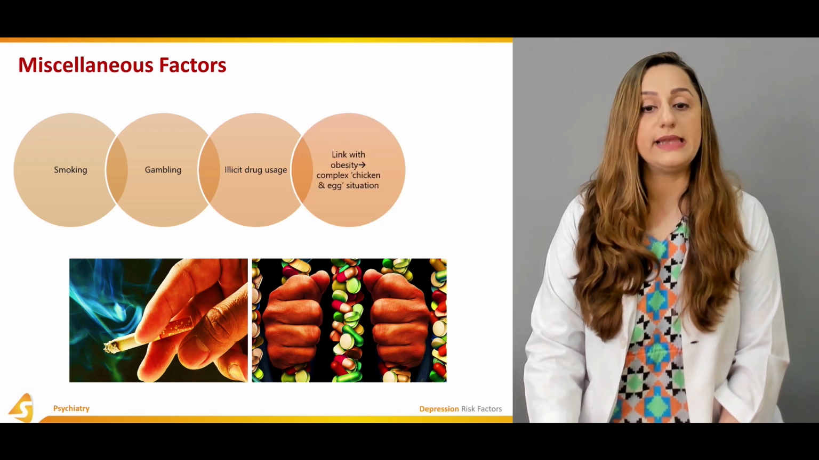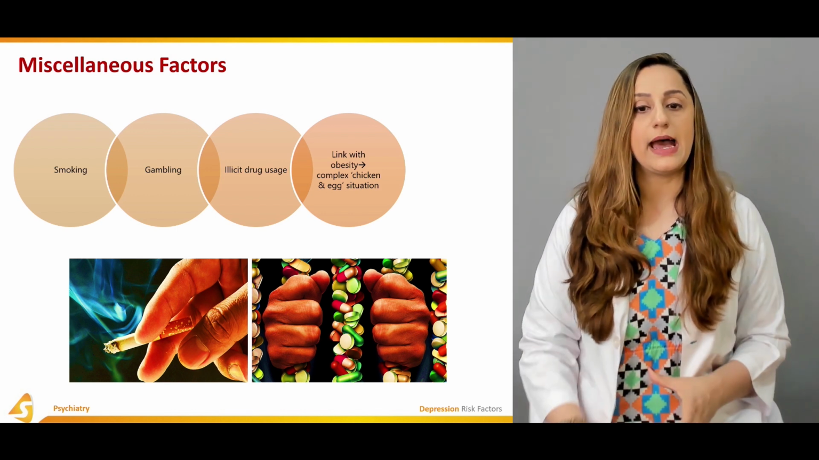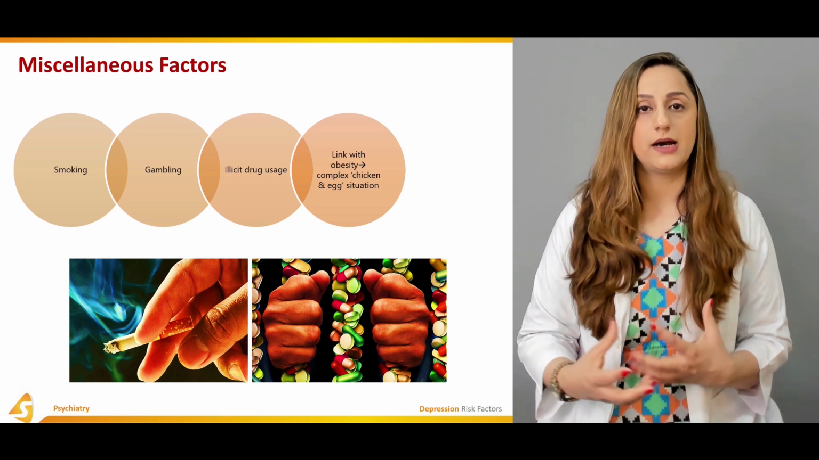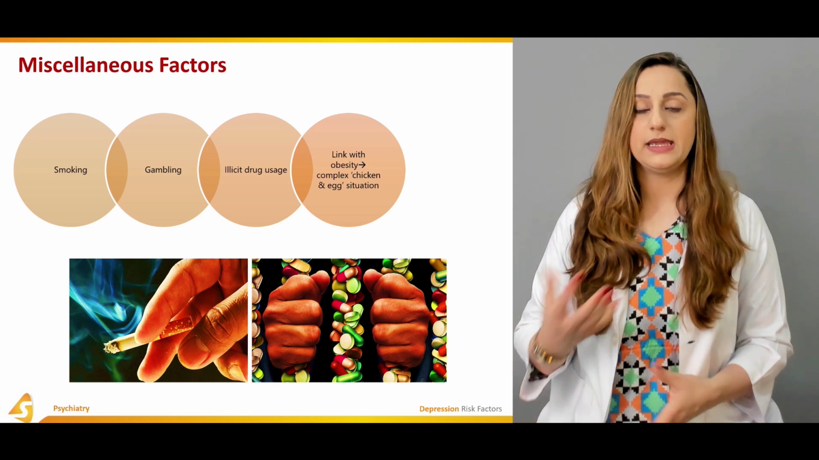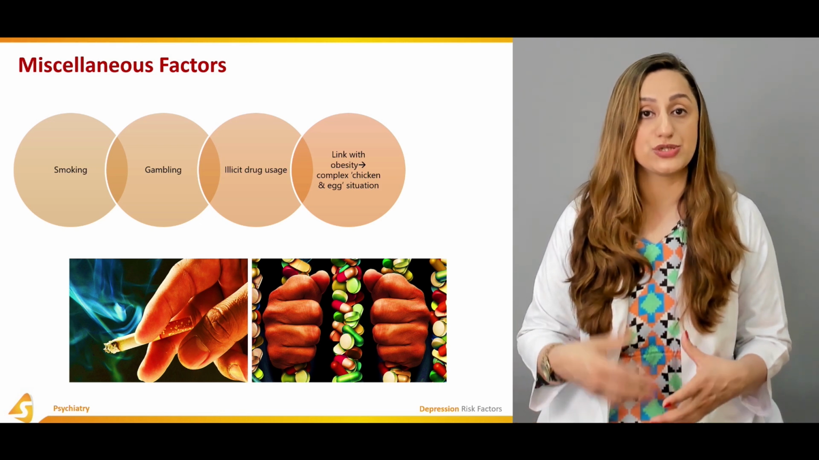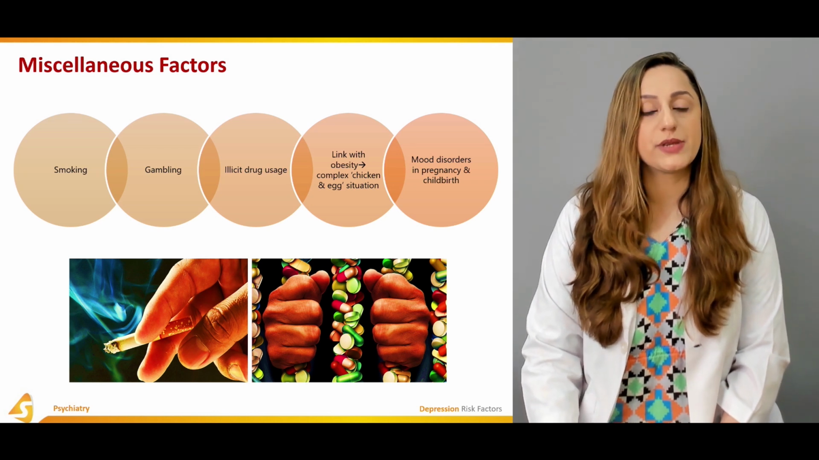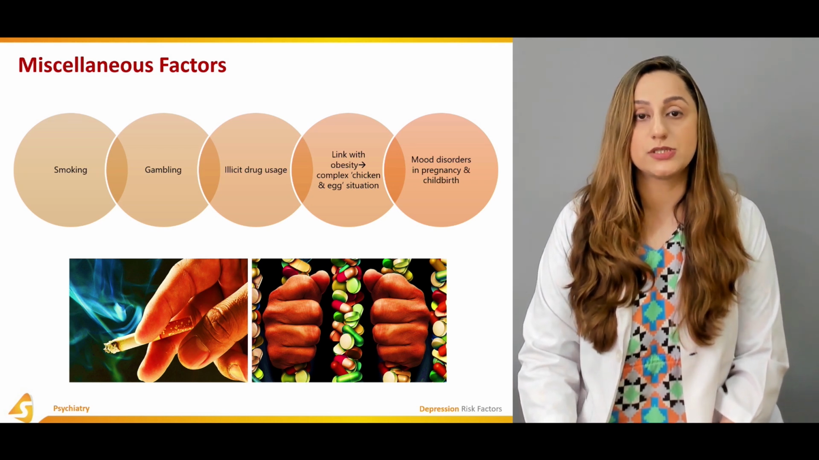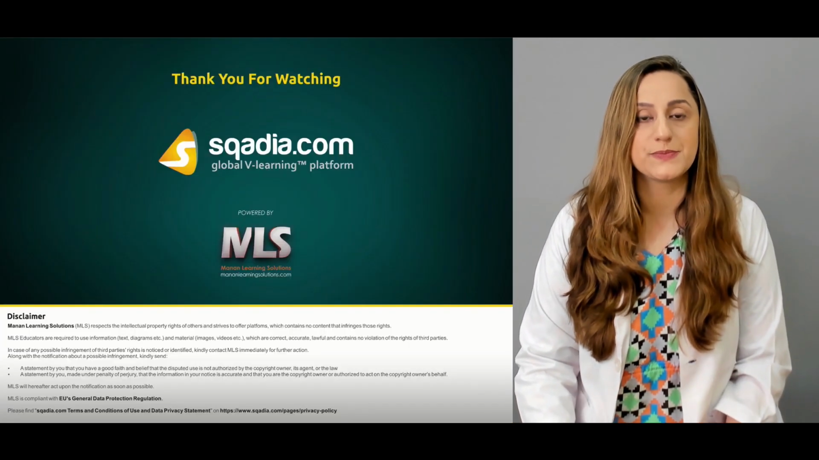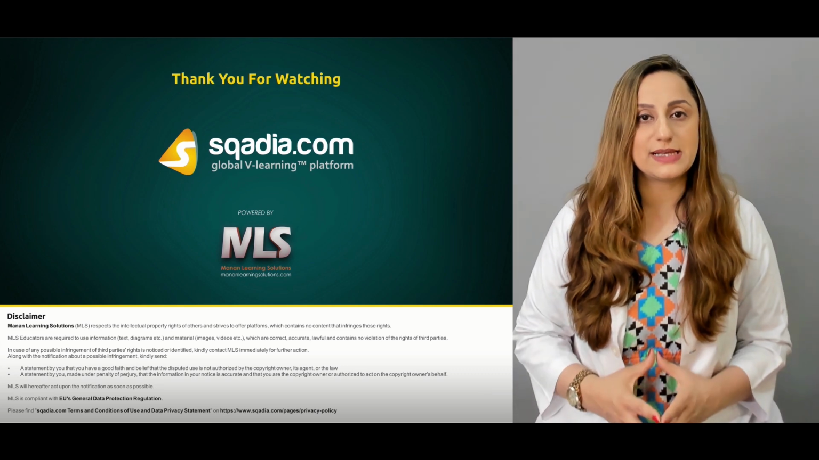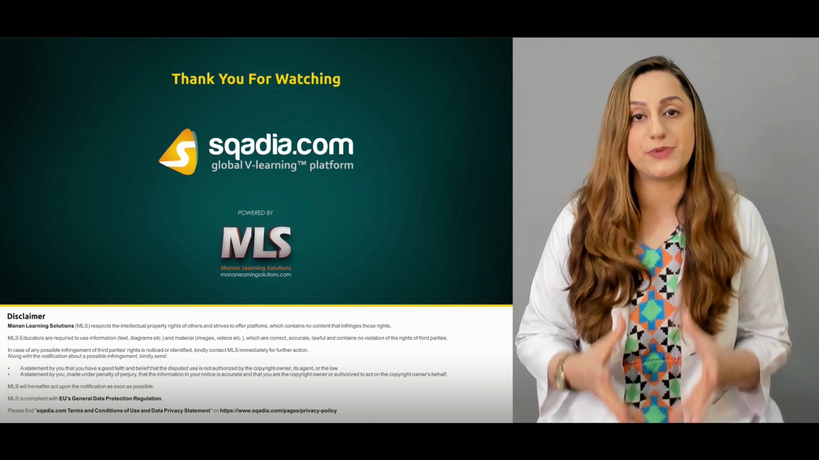And then we can have the link with obesity, that is a complex chicken and egg situation. The person is obese, he has gained weight, and when he goes into depression, he gains more weight. So it's basically a vicious cycle that starts off after that. Mood disorders in pregnancy or postpartum depression after childbirth is a common phenomenon seen in a lot of individuals. So in this section, we discuss the risk factors that will make the person more prone to the depressive episode.